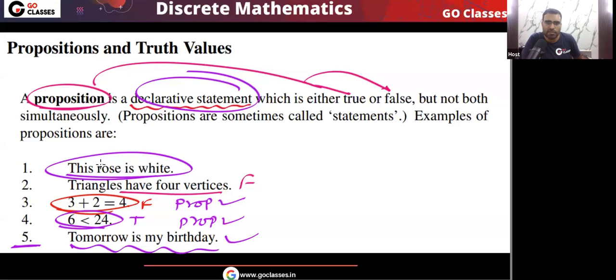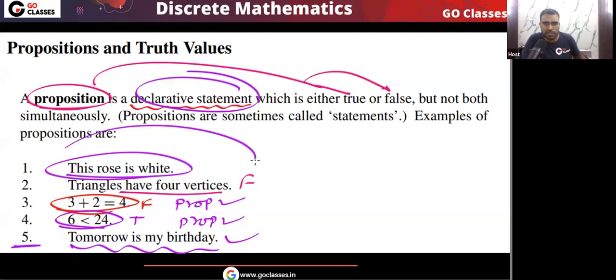What is the fact? That this rose is white. Okay, either it is true or it is false. It cannot be both. Yes or no? In any given situation, for any fixed rose, tell me, can it be both true and false? No, it cannot be. Either it will be true or it will be false.